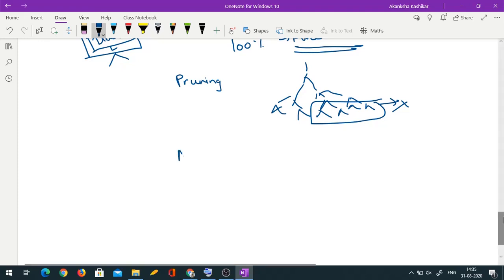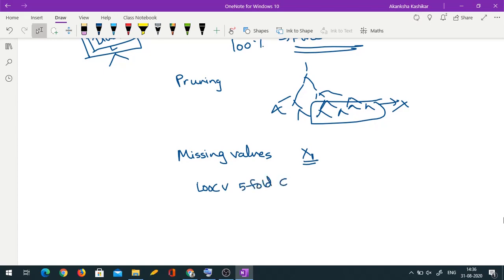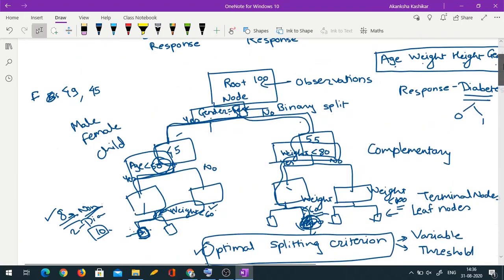Then how to handle missing values in a variable. If I split on the basis of say x1, some observations may not have x1 present. Then how do I handle those observations in such a case? That is another thing that we will study. And of course we will try all those things on trees which we have already tried earlier, so LOCV or 5-fold cross validation. But as I said, in most of the cases we will go for k-fold cross validation instead of LOCV. So these are some of the things that we need to study about trees.